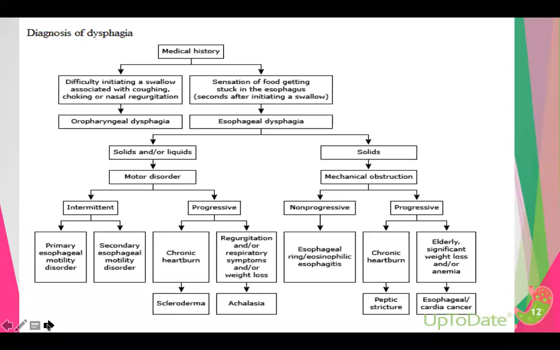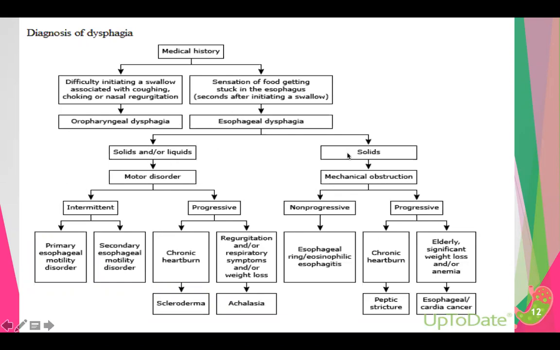So this is a flow chart looking at whenever we assess someone who has dysphagia, and it's pretty easy to follow. But of course, you want to take that medical history to see if there's anything contributing to their difficulty swallowing. If they have difficulty initiating a swallow associated with coughing, choking, or nasal regurgitation, then they have OD. And remember, OD is the most common form of dysphagia. If they have that sensation of food getting stuck in the esophagus after they swallow, which means they don't have issues swallowing, but they do have issues with transfer, then they have esophageal dysphagia.